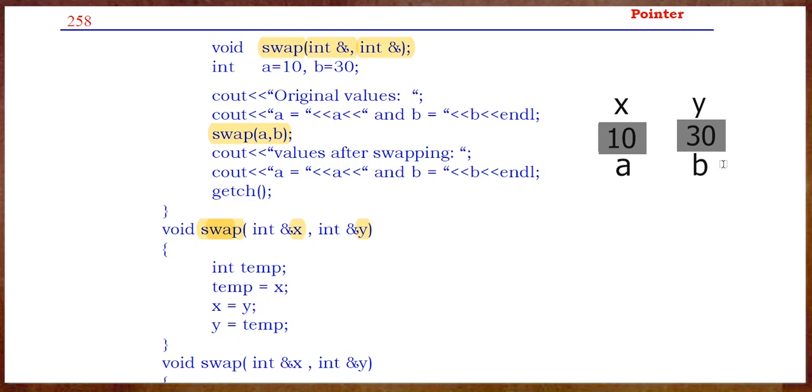So hence A and B are also interchanged. After this we'll come back to the function and display the values after swapping. You can see A becomes 30 and B becomes 10. So that's how this function works. This is the call by reference technique, and this is how it works.